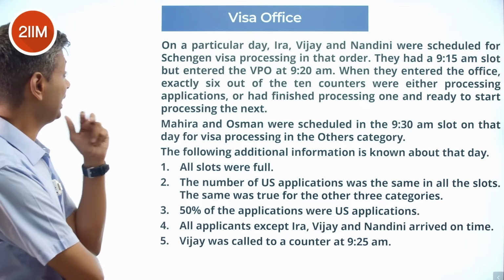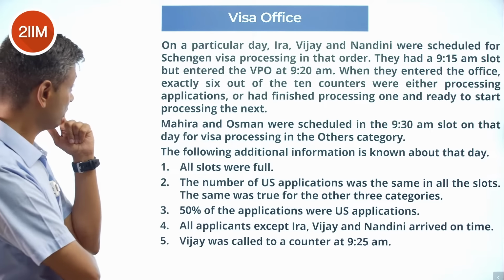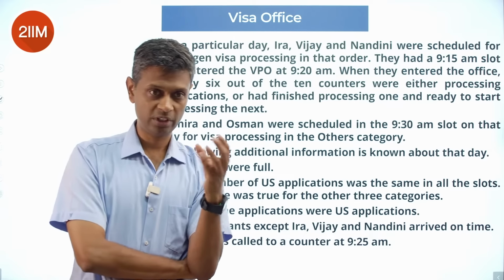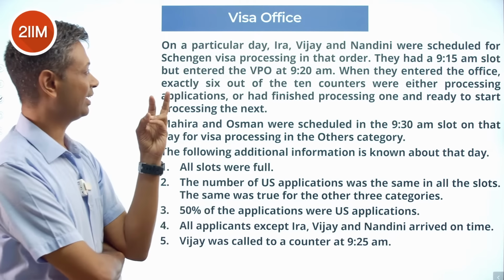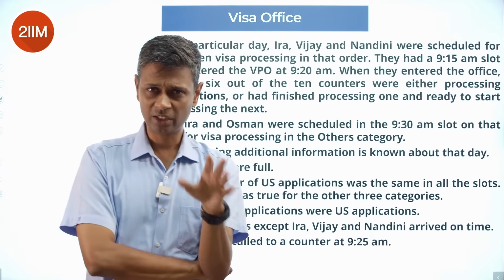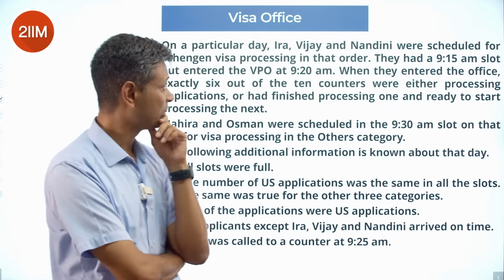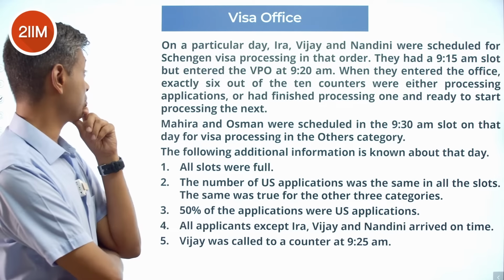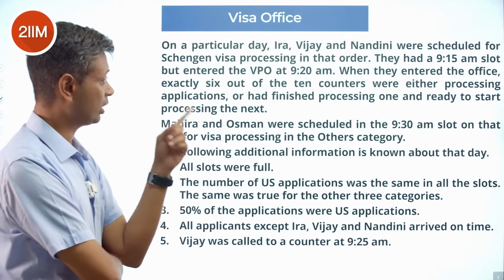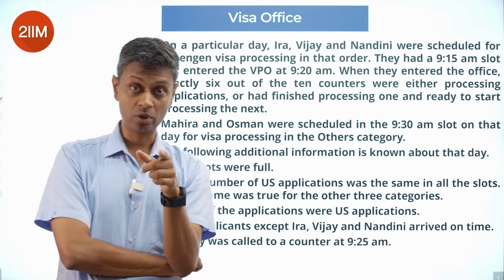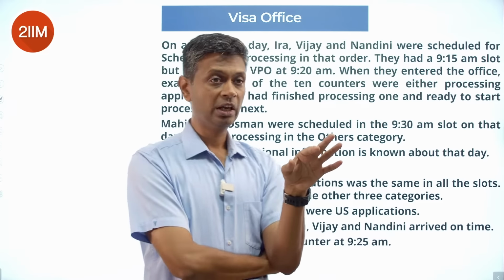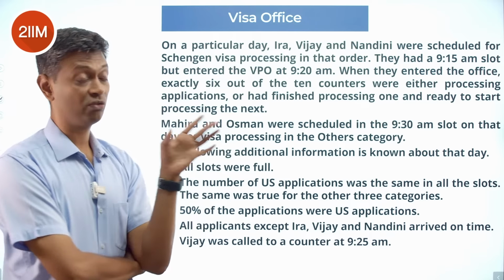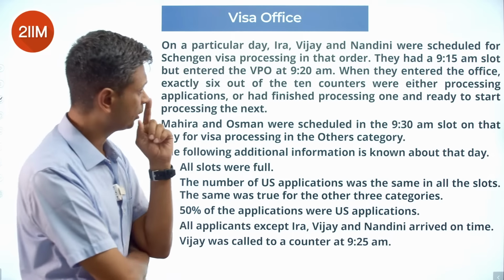On a particular day, Ira, Vijay and Nandini were scheduled for Schengen visa processing in that order. Ira first, Vijay second, Nandini third. They came and entered in that order, or they were scheduled in that order. They had a 9:15 a.m. slot, but entered the VPO at 9:20 a.m. In the order, Ira, Vijay and Nandini for Schengen.